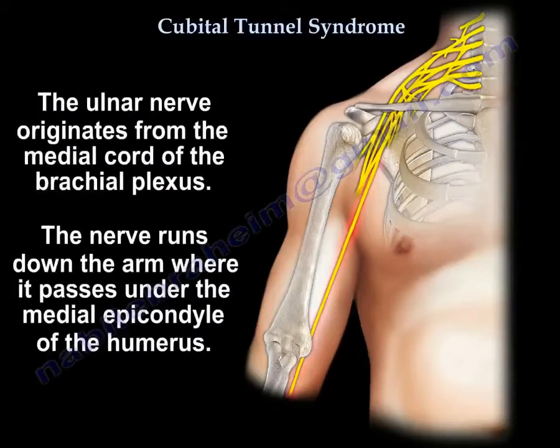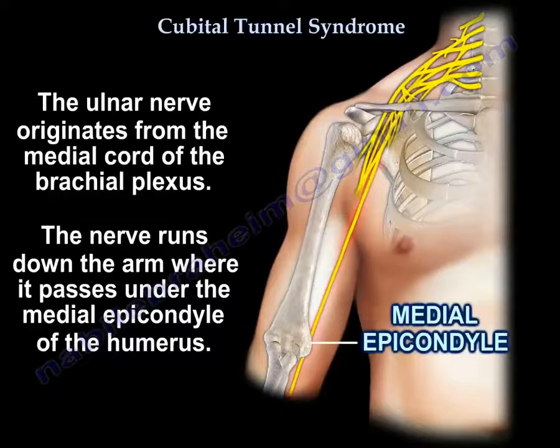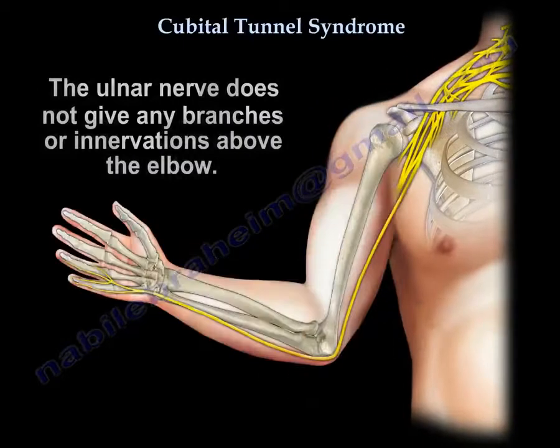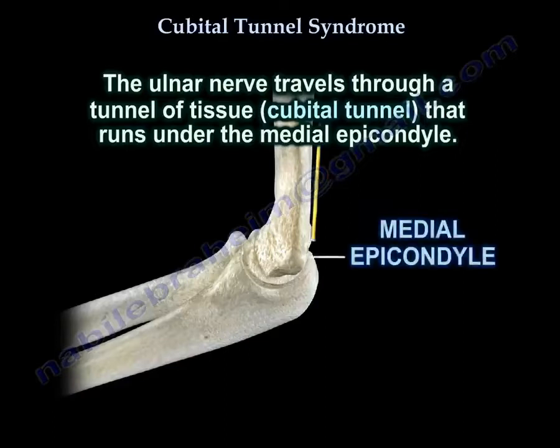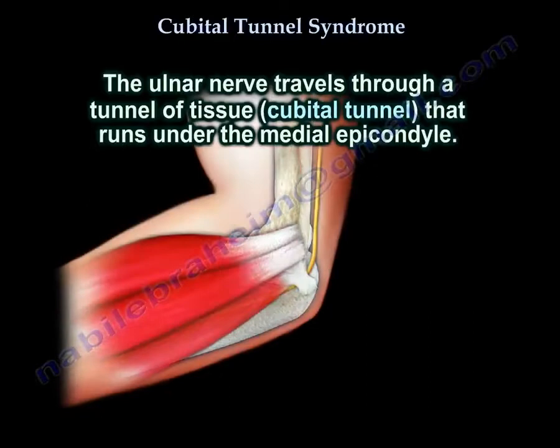Anatomy of the ulnar nerve. The ulnar nerve originates from the medial cord of the brachial plexus. It runs down the arm where it passes under the medial epicondyle of the humerus. The ulnar nerve does not give any branches or innervations above the elbow. The ulnar nerve travels through a tunnel of tissue, the cubital tunnel, that runs under the medial epicondyle.